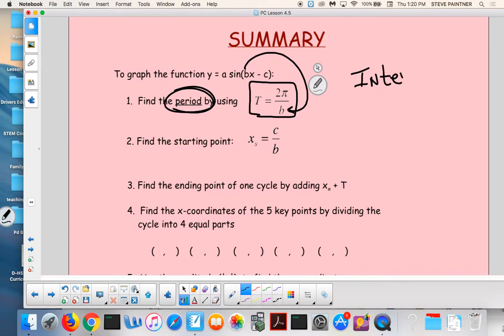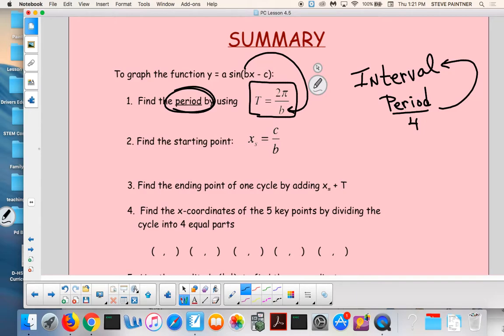You need to make a graph. Well, you need to know what you're counting by. You count by 2s, 4s, 5s, or how about pi over 4, pi over 6? So how do you get the interval? You take your period and you cut it into what? 4 equal intervals. So divide the period by what? 4, and you get the interval. That's what you're counting by.